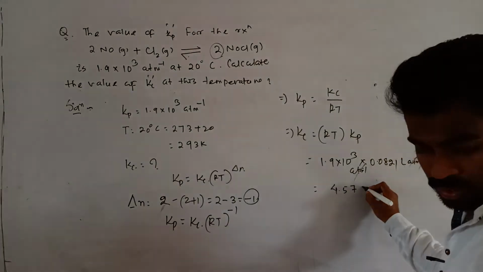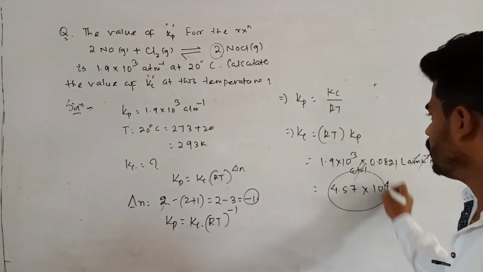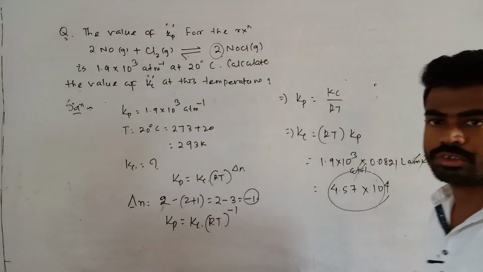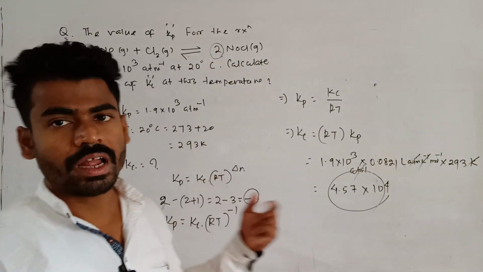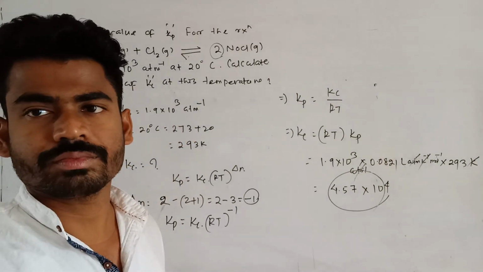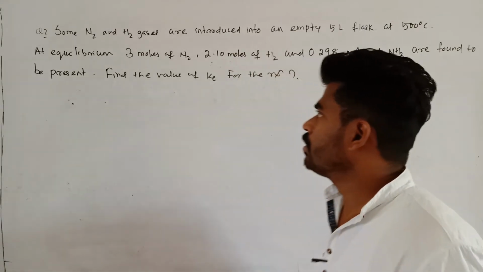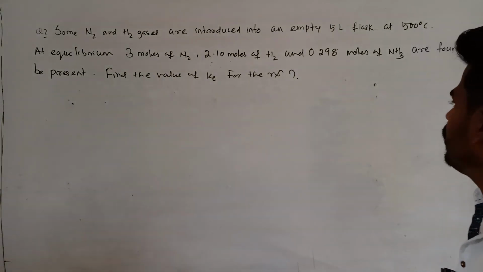4.57 into 10 to the power 4, that will be the value of Kc. So simple numericals are there, you just apply this relationship and do some numerical calculation, and you can get its value. You see, in this numerical some N2 and H2 gases are introduced.